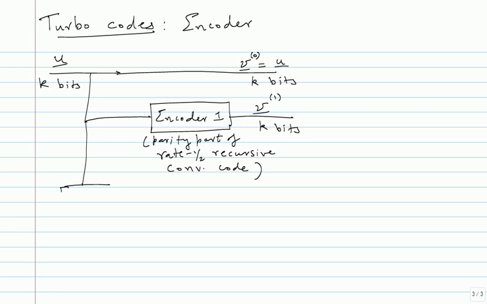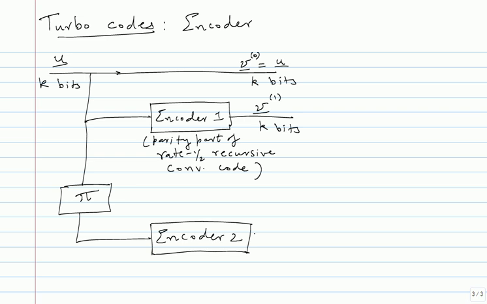The crucial thing is this interleaver or permuter, which I call pi. Okay, so again it produces k input bits, which actually go into encoder 2. Okay, in many cases, in fact, that's the definition. Don't ask why you define things that way. I'm going to take a recursive thing here. So encoder 2 is going to produce V2, which is again k bits.